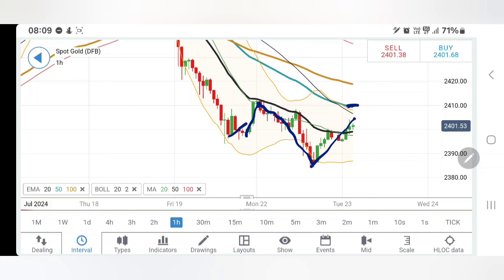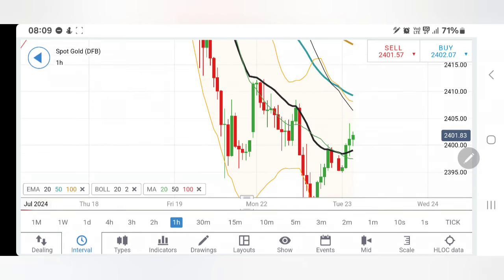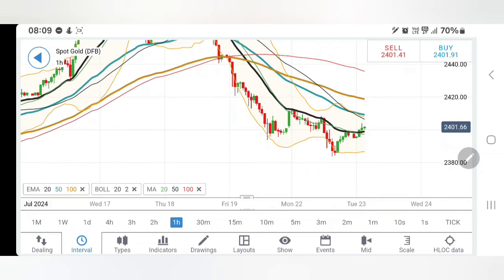Any breakout beyond 2410, 2412 is a sign that we are going to buy gold at 2410, 2412 levels. Very, very critical resistance is observed here. Any move beyond 2412 should take it towards 2420, 2424 zone, which is going to be the next resistance zone. Now see the median of the Bollinger Band sitting at around 2407, 2410. Very, very good resistance will be observed till 2410 levels here for gold.